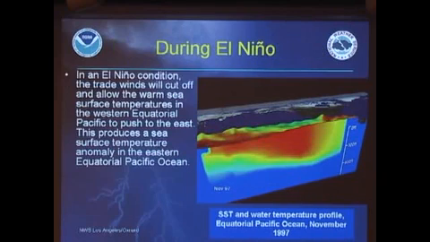During an El Nino, the trade winds that typically blow from east to west will cut off. And that will allow the warm sea surface temperatures that were in the western equatorial Pacific to push eastward. This produces a sea surface temperature anomaly in the eastern portion of the equatorial Pacific. This would represent what sea surface temperatures would look like during an El Nino. This is basically the beast itself.